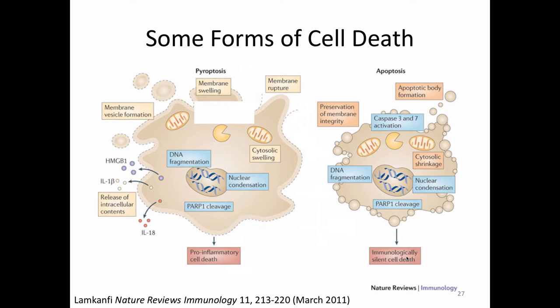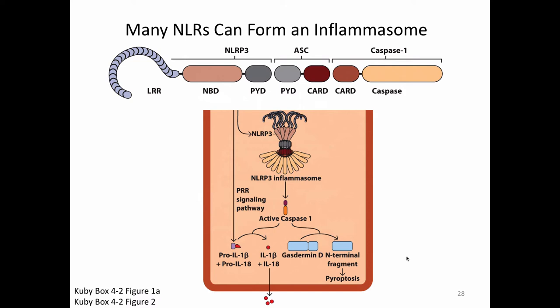Gasdermin, we have recently found, is a protease that leads to pyroptosis. So caspase 1 turns on pyroptosis by turning on this new protein that's recently been described called gasdermin. And so that is the second function of the inflammasome. Yeah, Malik? Caspase 1, it turns on gasdermin by cleaving it.